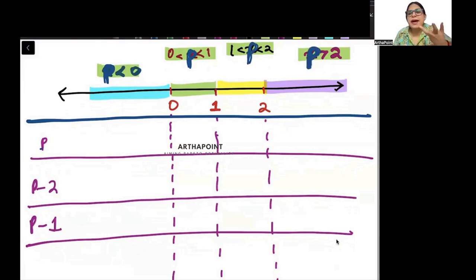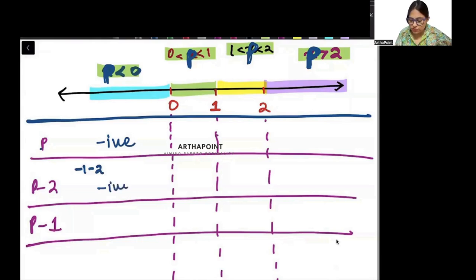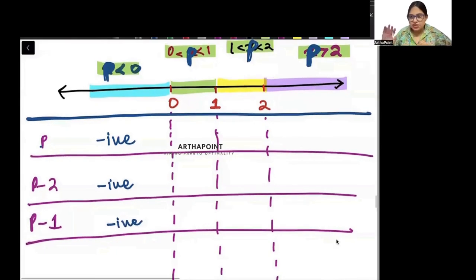So suppose I take p as -1. Then this will be negative. अगर मैं p को -1 लूंगी तो -1 minus 2 is -3. This is also negative. If I take p as -1, so -1 minus 1 मतलब -2 हो गया. That means negative. So I have got negative everywhere. ठीक है? अब पहले let's fill this table first.